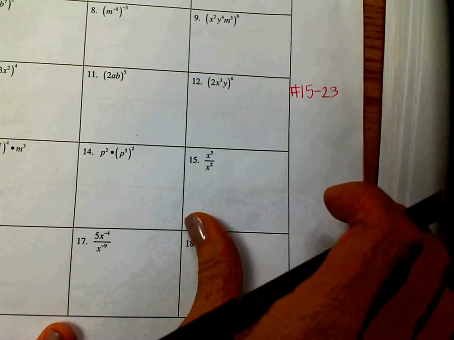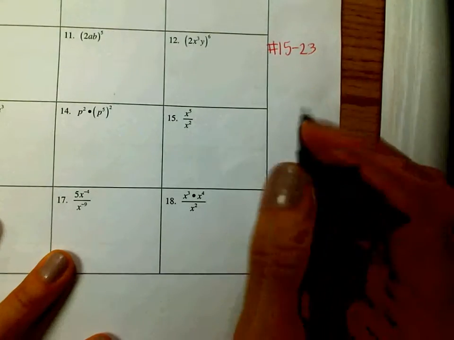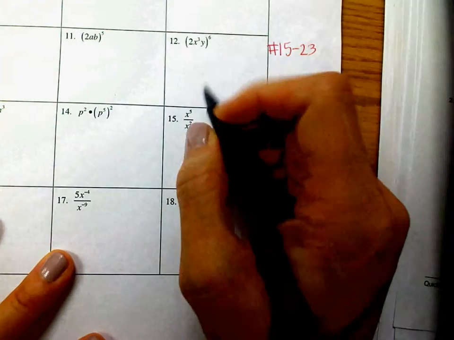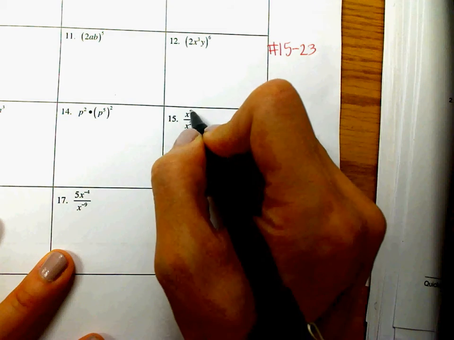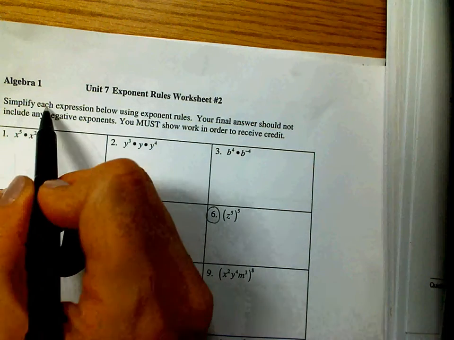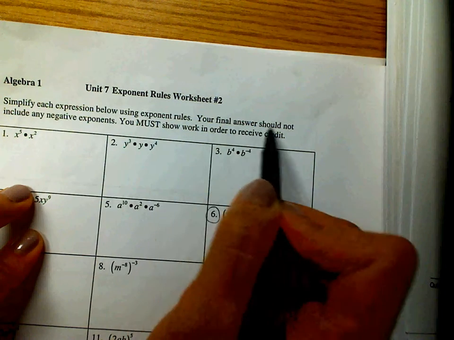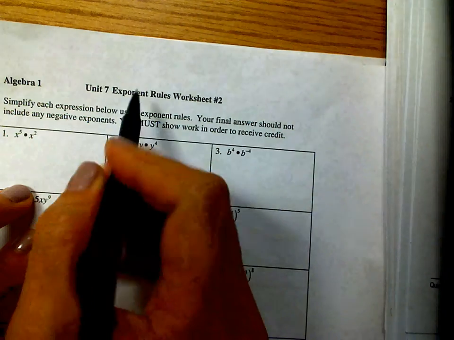This is Exponent Packet, page 2, number 15, we'll start. So if you take a look, we've got x to the 5th divided by x to the 2nd power, and we're supposed to simplify. So if you look here, it says, simplify each expression below using exponent rules. Your final answer should not include any negative exponents. You must show work in order to receive credit.